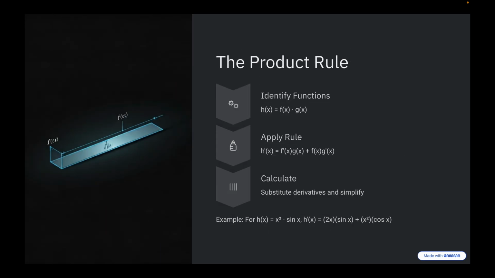To the next, which is the product rule. Now the product rule is if we have a function h(x), which is equal to f(x) times g(x), that means the derivative of h(x) is the derivative of f(x) times g(x) plus f(x) times the derivative of g(x).